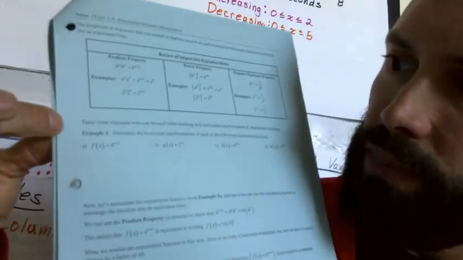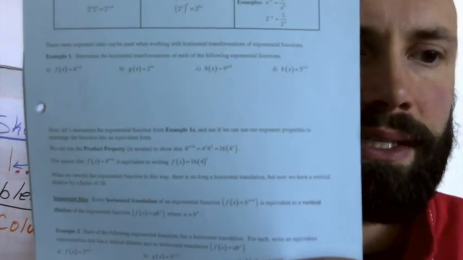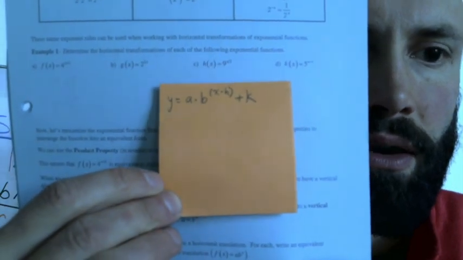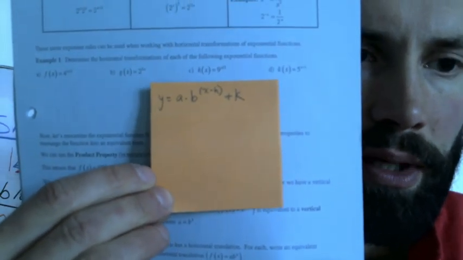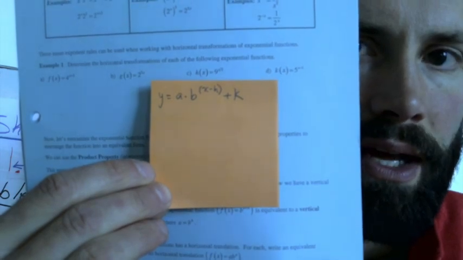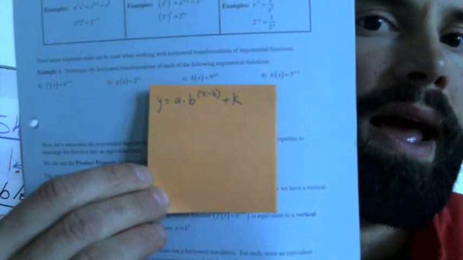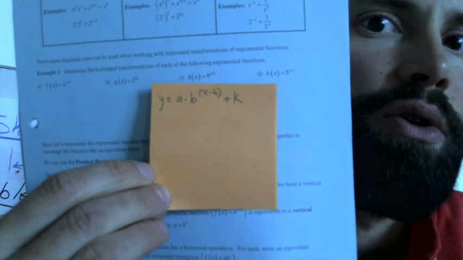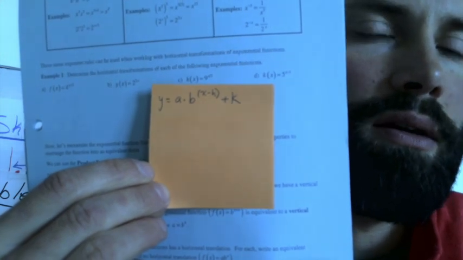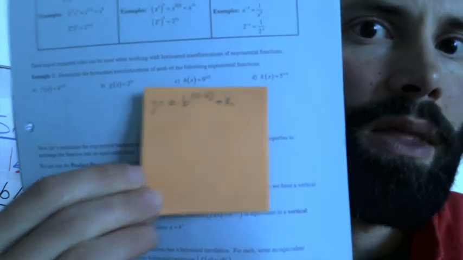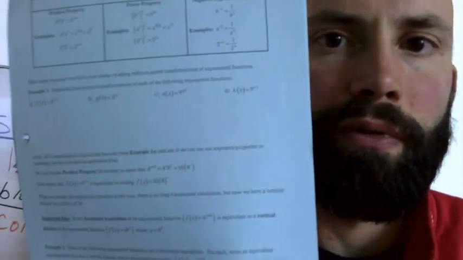Once you've read those, please try example 1, where it's just asking you to describe the transformations that have occurred. As a reminder, these transformations are following this formula where h and k are translations and a could cause reflections or dilations. Try out number 1. We'll go over them in just a moment.